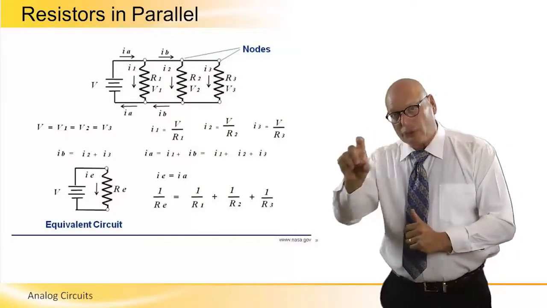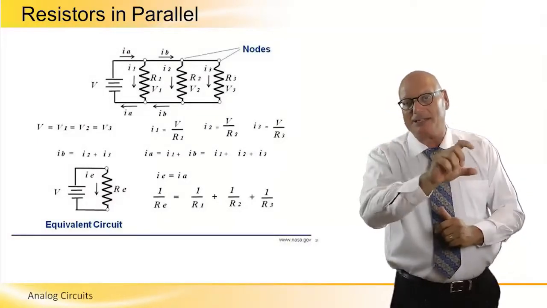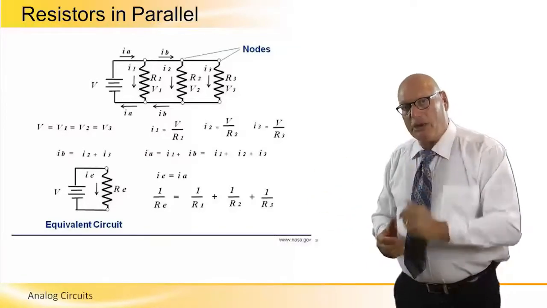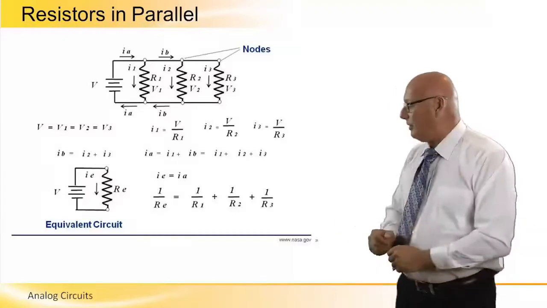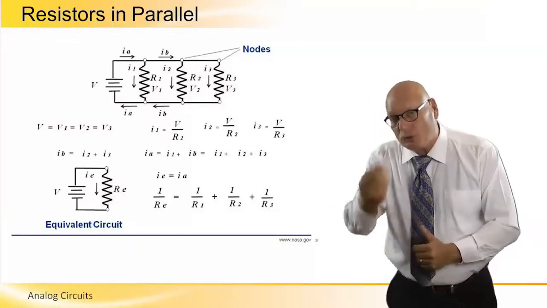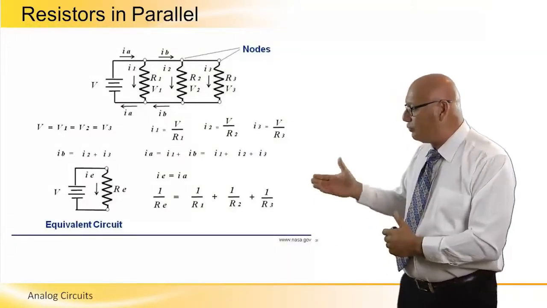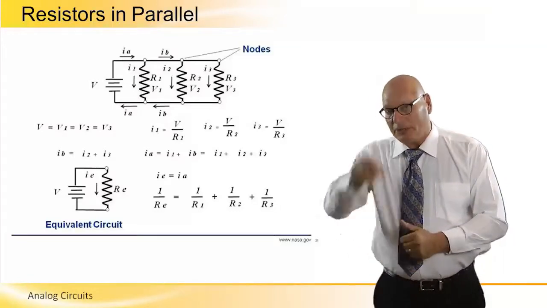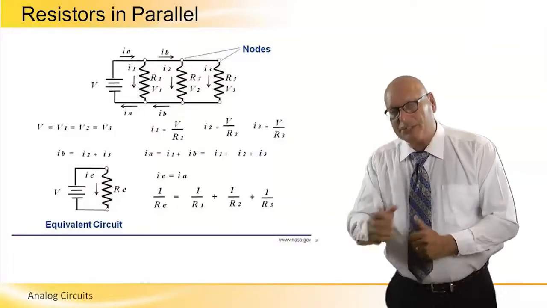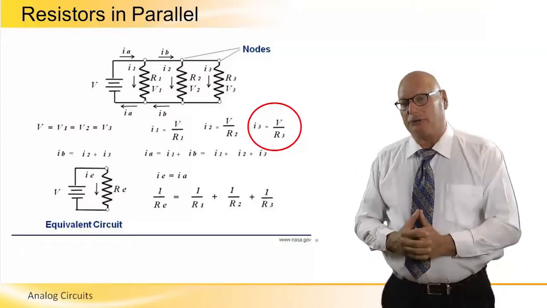Therefore, the voltage across each resistor is identical and it's the same as the voltage of the battery. Therefore, applying Ohm's law, I1 equals V over R1, which gives us the current through resistor R1. With the same formula, I2 equals V over R2 gives us the current through branch number 2, through resistor number 2, and I3 equals V over R3.